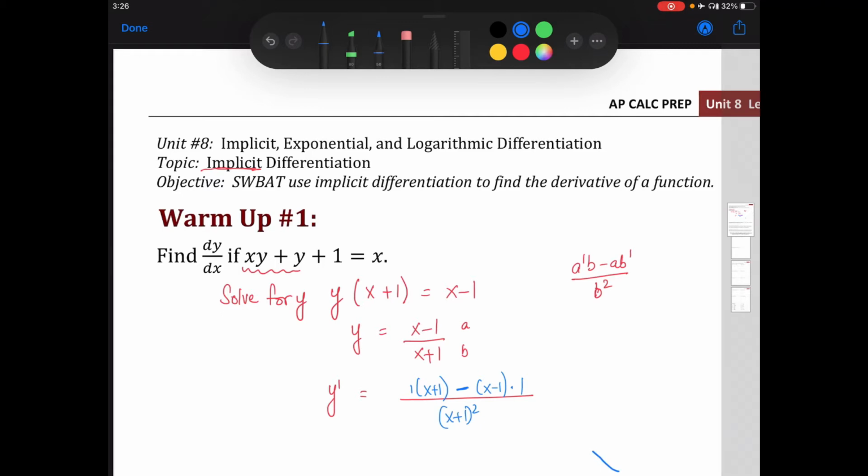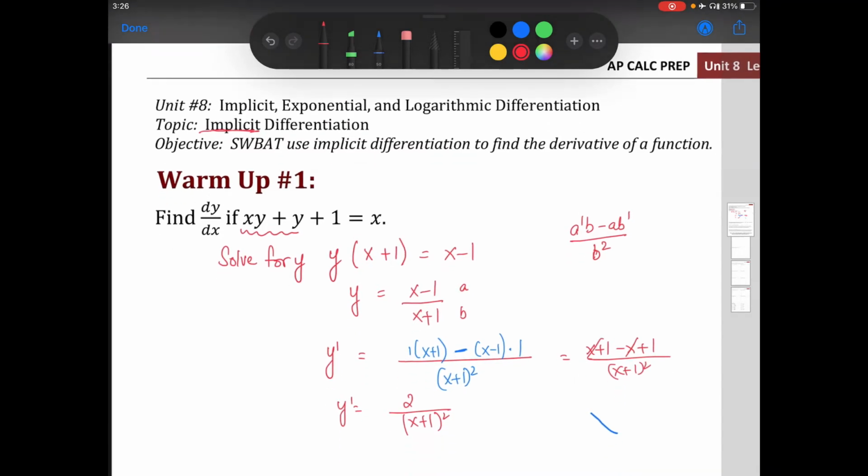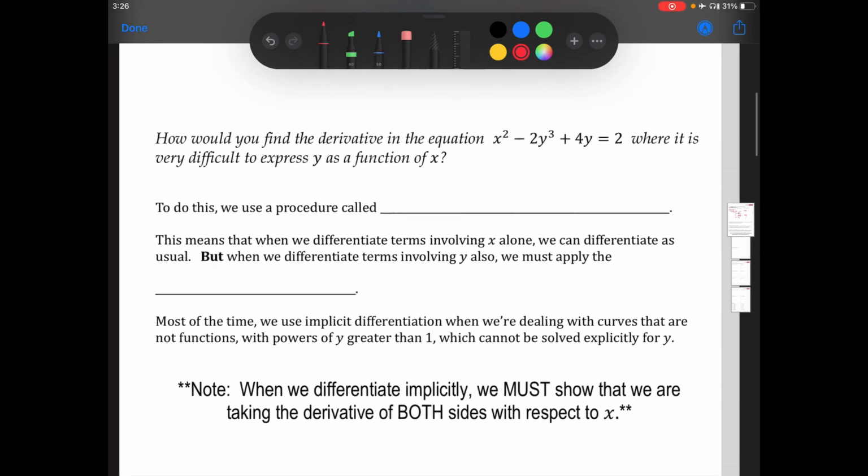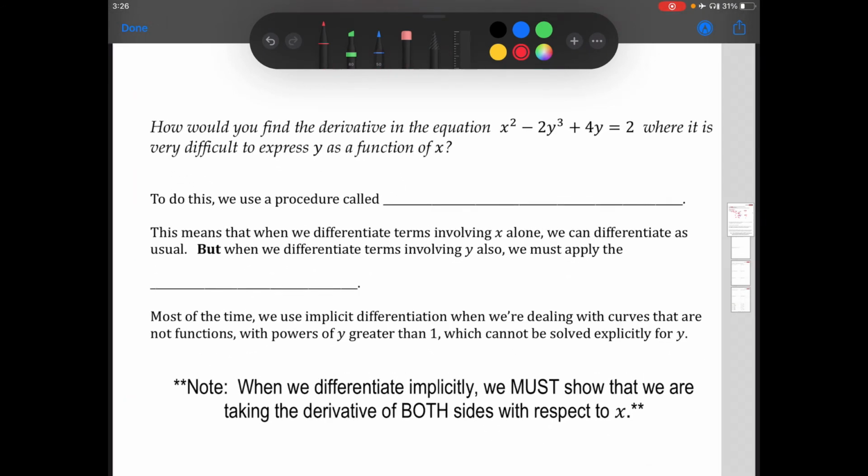If I simplify, the x's will cancel out, right? So I'm left with x plus 1 minus x plus 1 over x plus 1 squared. The x's cancel out, so my derivative is 2 over x plus 1 squared. So it was pretty simple to solve for y here, and then we just took the derivative using the quotient rule. How would you find the derivative in the equation x squared minus 2y cubed plus 4y equals 2, where it is very difficult to express y as a function of x?